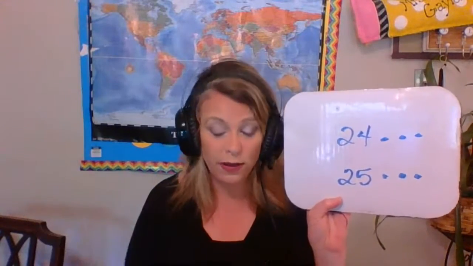And then we looked at the odd numbers. Okay, 1, 3, count them with me, 5, 7, 9, 11, 13, 15, 17, 19, 21, 23, 25, dot, dot, dot. Okay, and remember, the dot, dot, dot means they go on and on forever. Okay, so those were our even and odd skills.